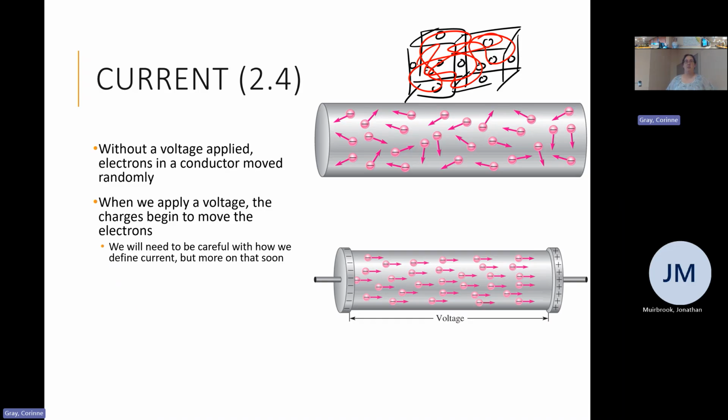So let's talk about the picture, then we'll talk about the bullet point. With this particular picture here, we have applied a voltage such that on our left side it's negative, on the right side it's positive. And as we talked about very briefly earlier, negative charges are attracted to positive charges. Opposites attract. And so what's happening is all the negative charges are now moving towards that positive side.